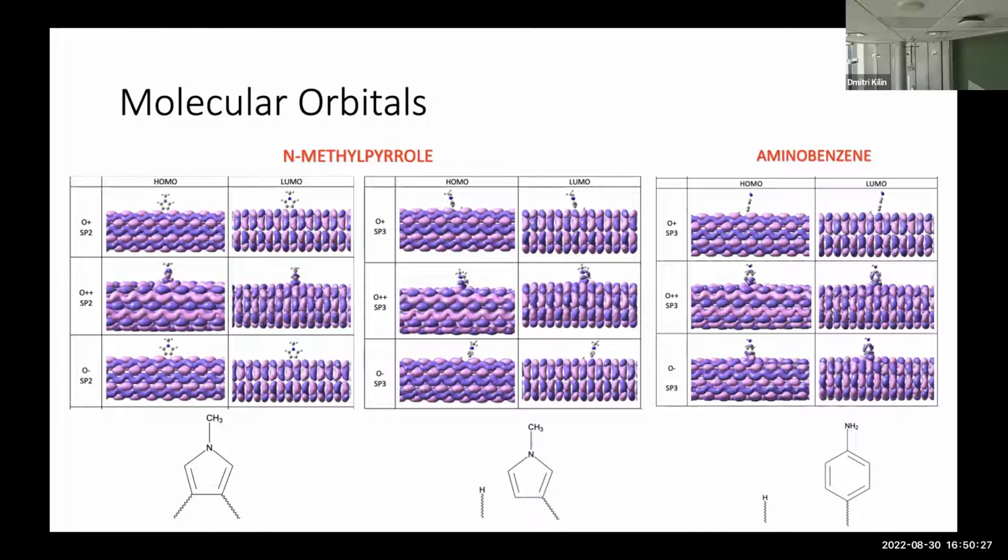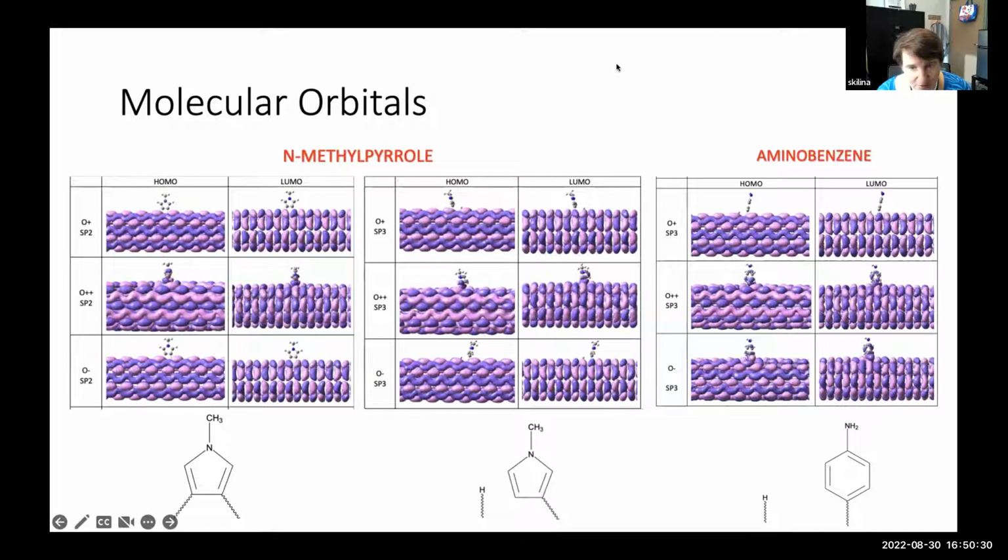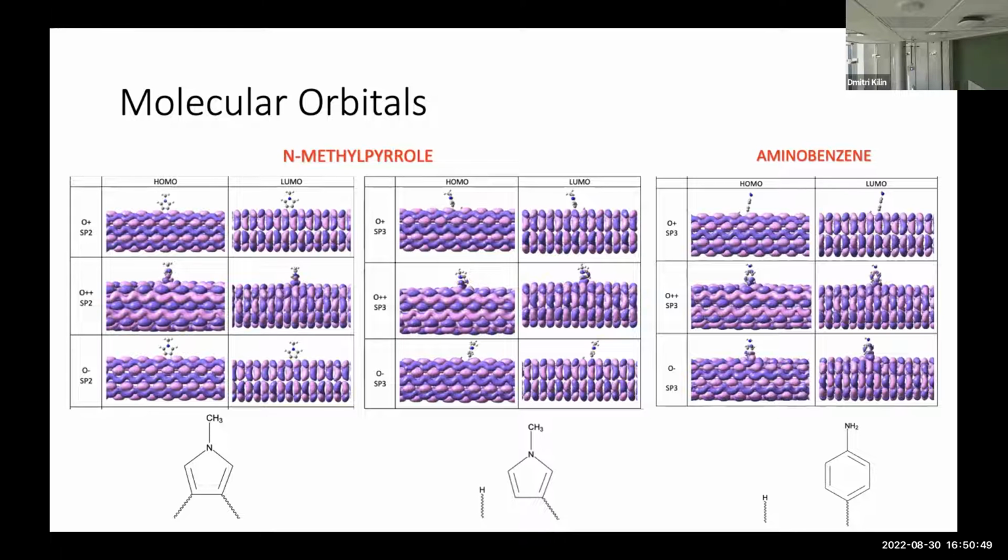Yes. So once again, for pyrrole, we have O+ and O- as degenerate states. And for the degenerate states, we don't have anything on the molecule. The density is sitting on the tube. Right. And in the case of amino benzene, it is O++ and O-. And in this case, they have density both on the molecule and on the nanotube. Right.